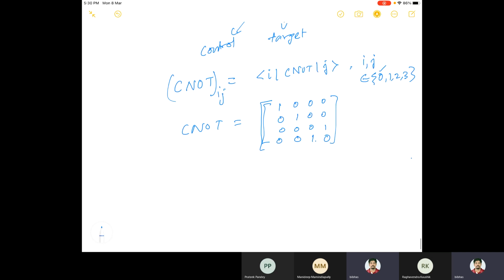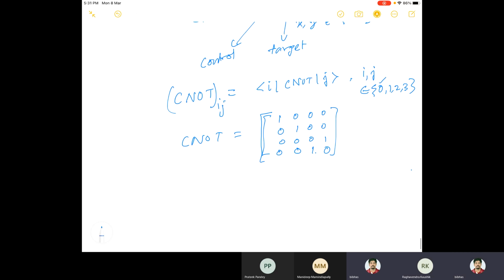Now another interesting part about the CNOT gate is that it can be used to generate entangled states. Sorry to interrupt. How did you write CNOT for a single bit? j will be a single bit, right? CNOT can't act on a single bit, right? You wrote i CNOT and then j. How can CNOT act on j? No, this is what I'm saying.